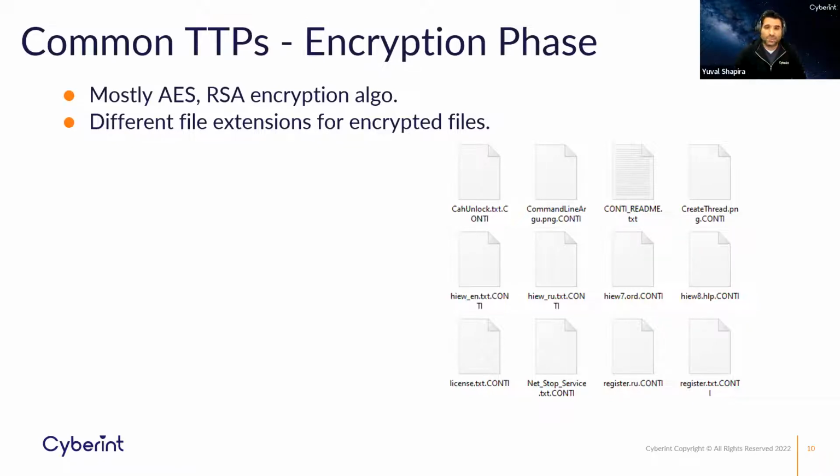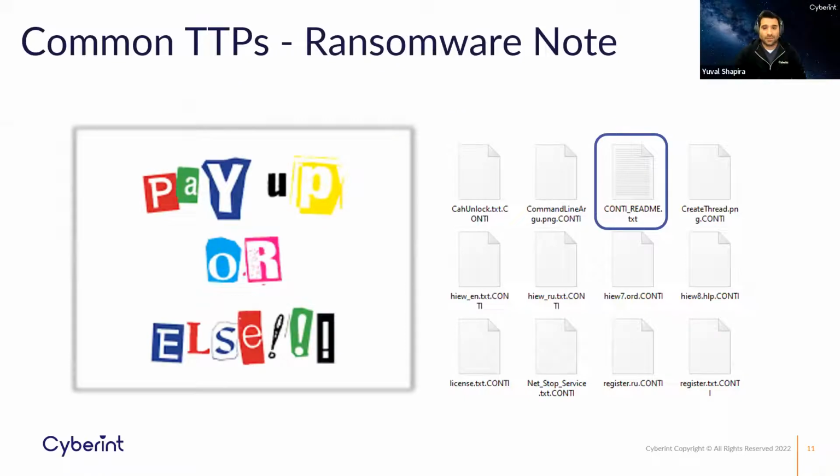So for example, you can see here the Conti extension being appended to the encrypted files. So the threat actor has encrypted everything. You got the relevant file, all is well, and it's time to leave a note. It needs to let the victim know about the attack, basically.